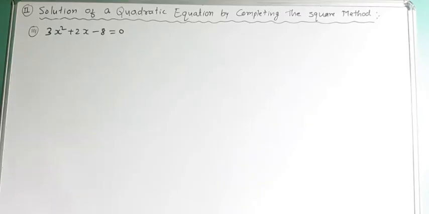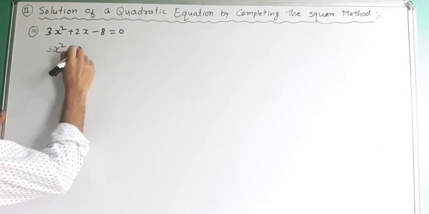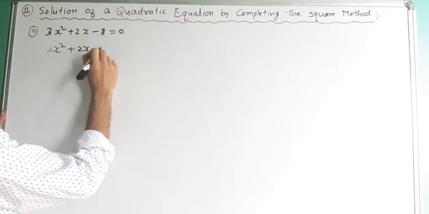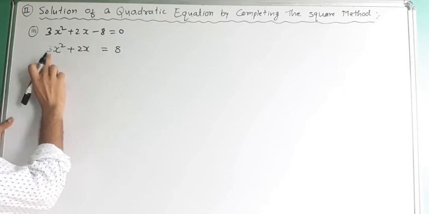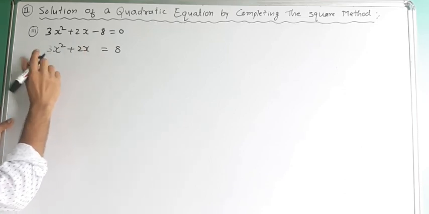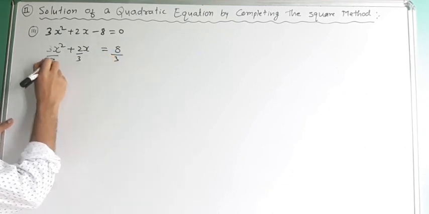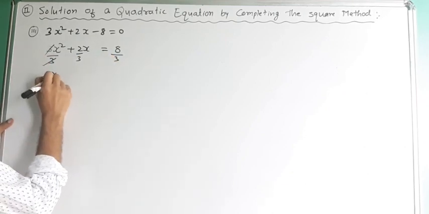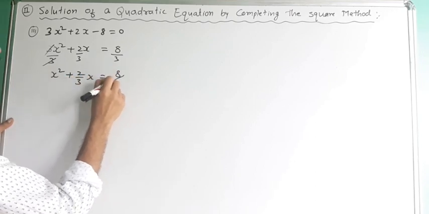Okay, we'll do one more problem: 3x square plus 2x minus 8 equal to 0. We know what the first step is. The third term I have taken to the other side, it becomes plus 8. So there is no third term on the left. Before that, we go for the coefficient: to make the coefficient of x square 1, we have to divide by 3. So this cancels, and this gives us x square plus 2 upon 3 x is equal to 8 upon 3.